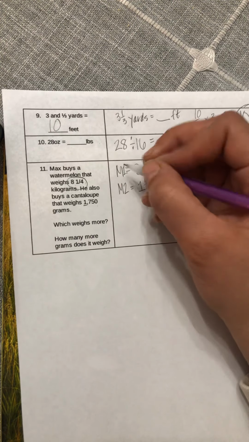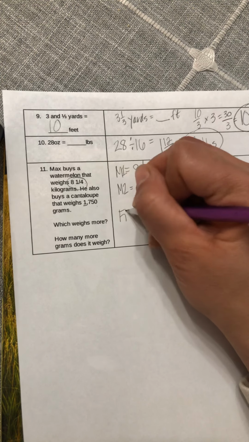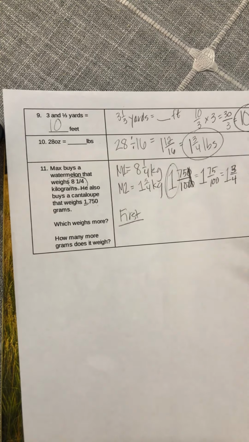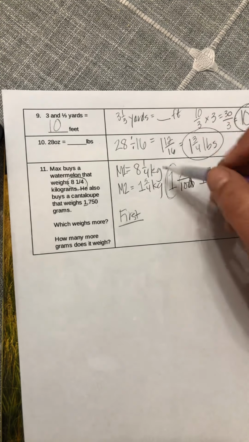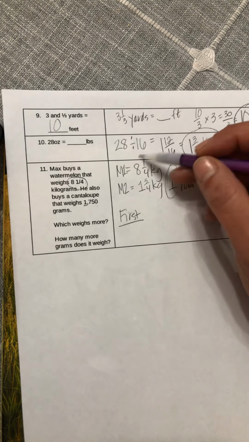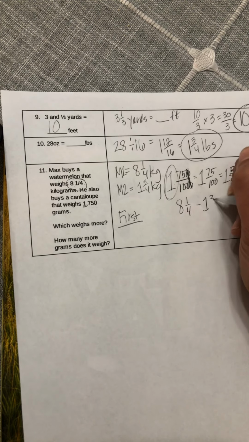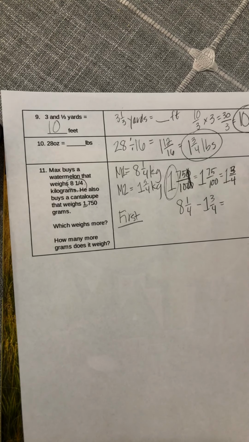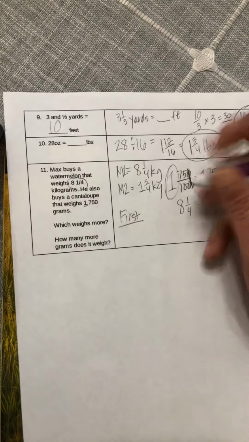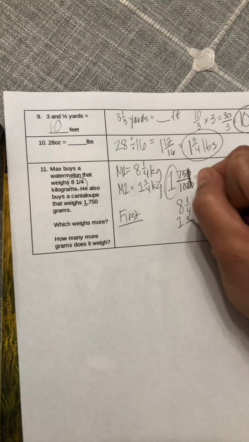So which one weighs more? The first watermelon weighs more, and how much more does it weigh? Okay, so now you can subtract this because they're like denominators, so that's pretty simple, right? However, you're going to have to borrow. 3/4.